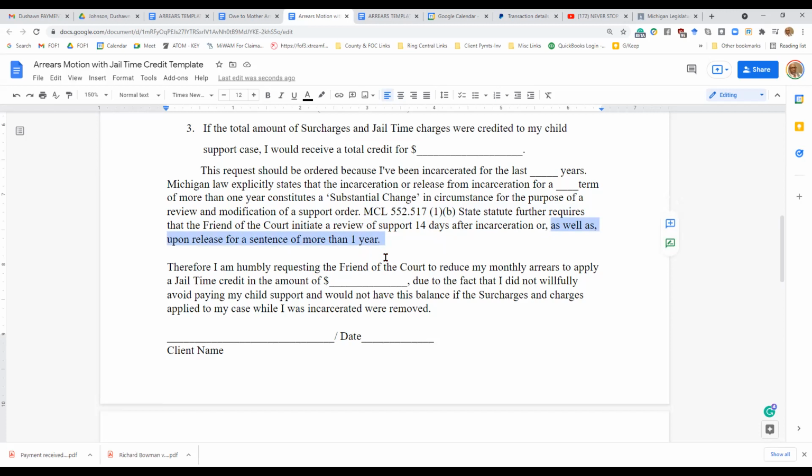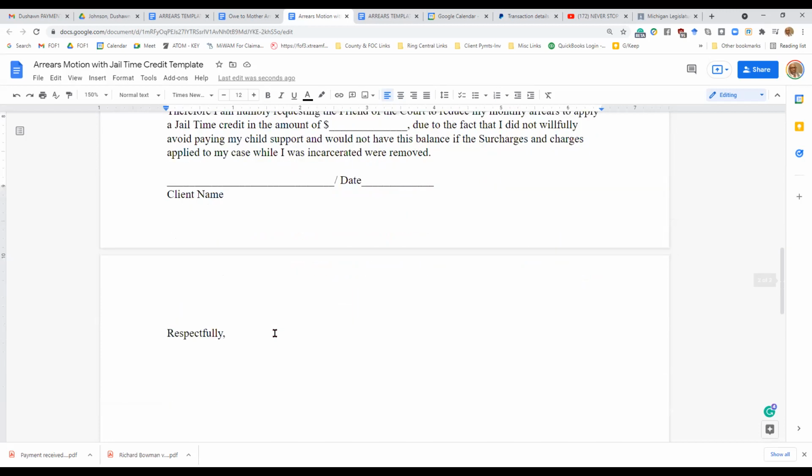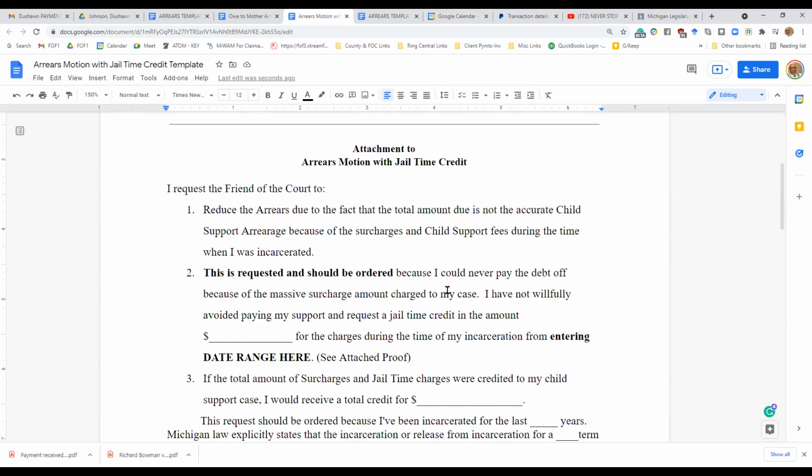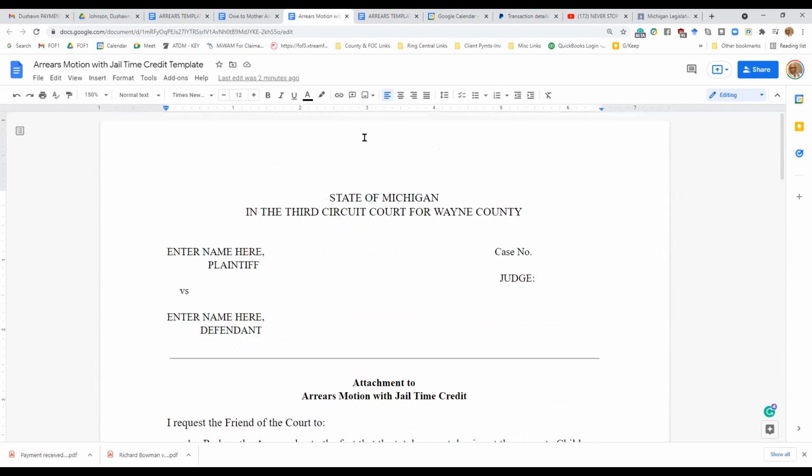So therefore, you're humbly requesting the friend of the court to reduce my monthly arrears and apply the jail time credit in the amount of blank, due to the fact that I did not willfully avoid paying the child support and would not have this balance if surcharges and charges applied to my case while I was incarcerated were removed. And then you just sign that puppy and you're done. That's the one that you want to do if you owe the arrears like you do.